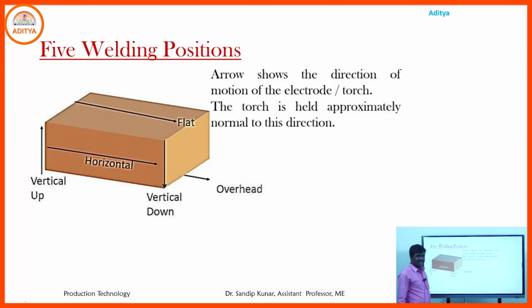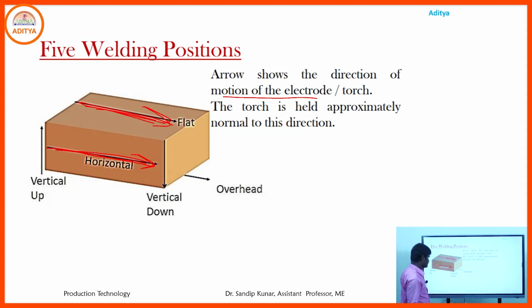Now welding positions. Generally four types of welding positions we are discussing. The arrows show the directions of motion of the electrode. The arrow shows the welding direction, meaning the welding torch will go in that way and do the welding across this line.